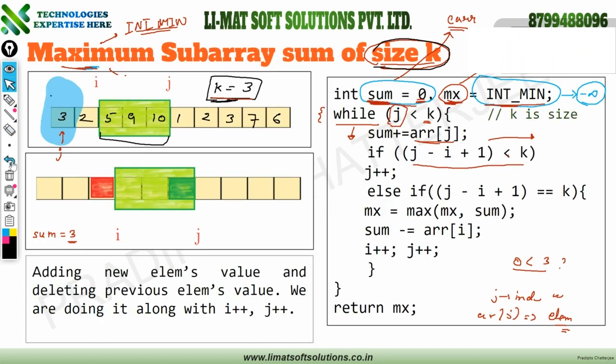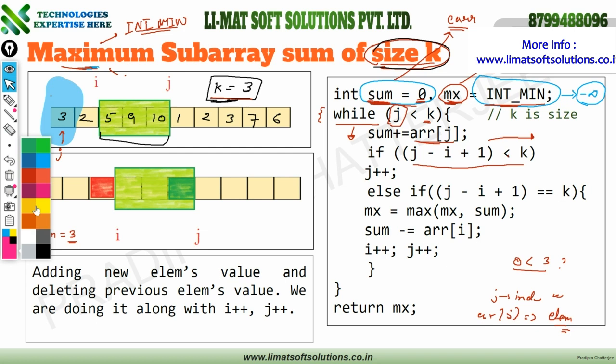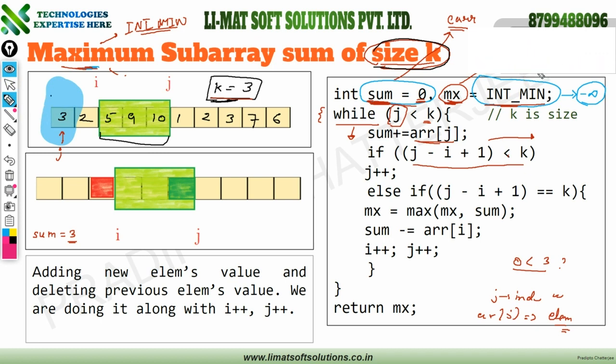So here I am, right here in my code. What I was talking about is the sliding window concept. Initially i and j both are 0. And for this condition, what will be the value of j minus i plus 1? j is 0, i is 0, so it is 1. And what is the value of k? The value of k is 3. j minus i plus 1 will be 1, and k is 3.